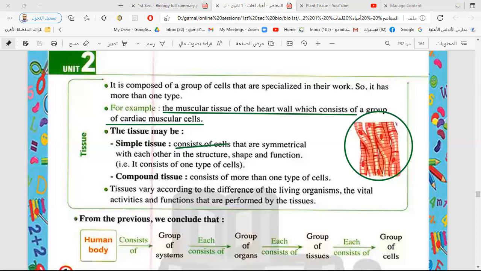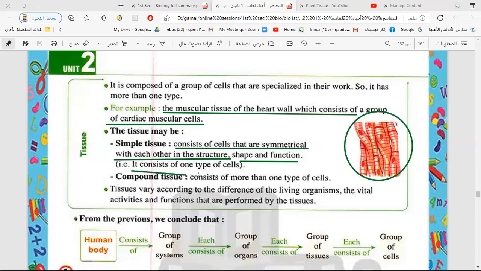They consist of cells that are symmetrical. They are similar in shape. As you see, they are elongated cells like fibers. They are similar to each other. Symmetrical means they are similar in shape and function. They have the same function, which is contraction and relaxation.